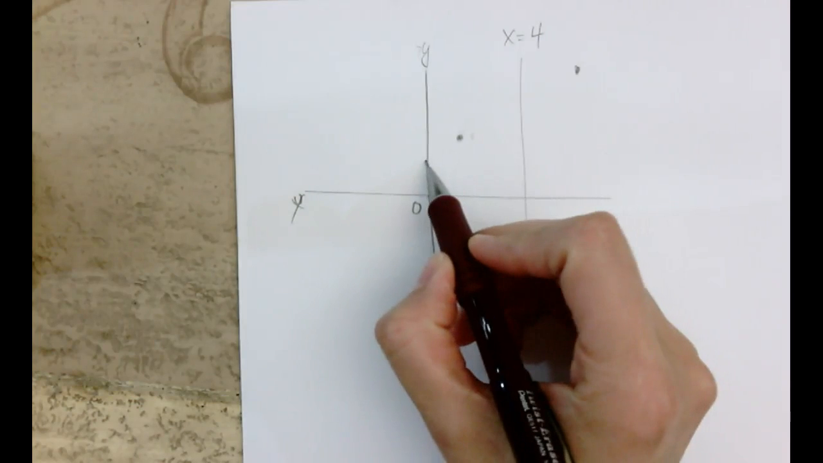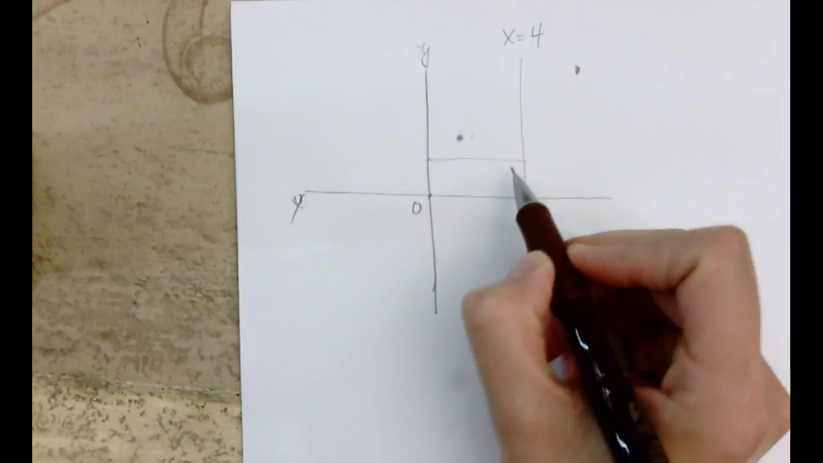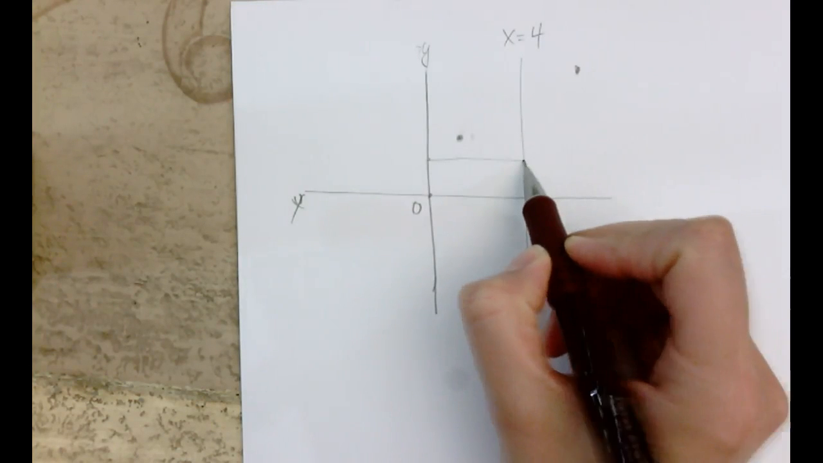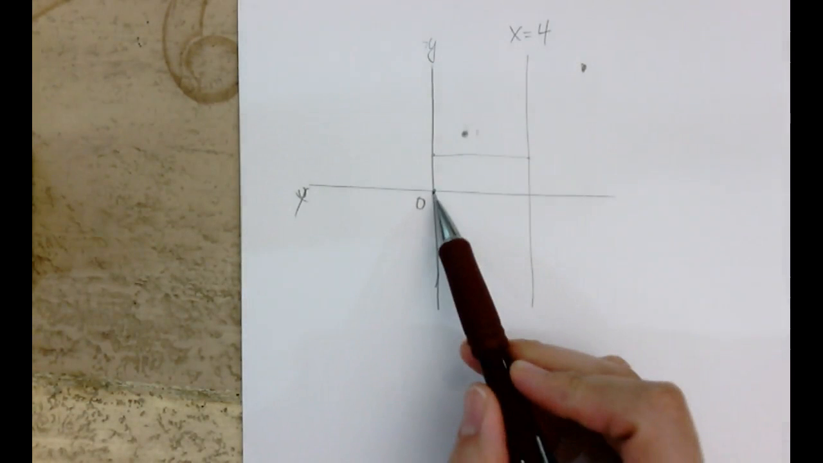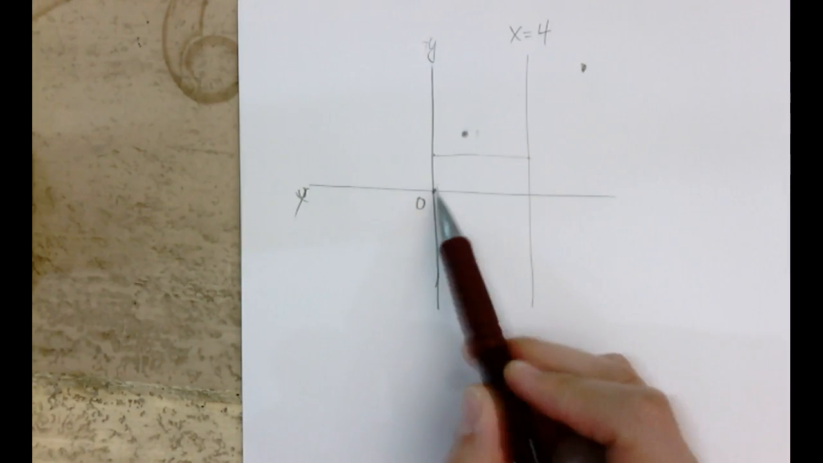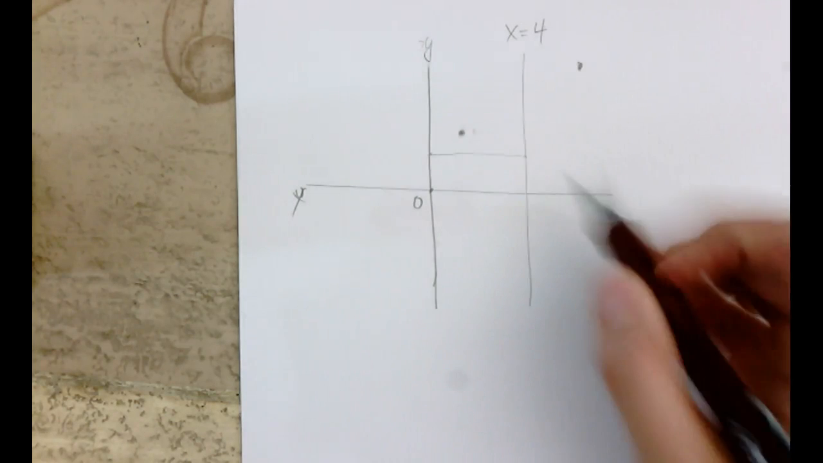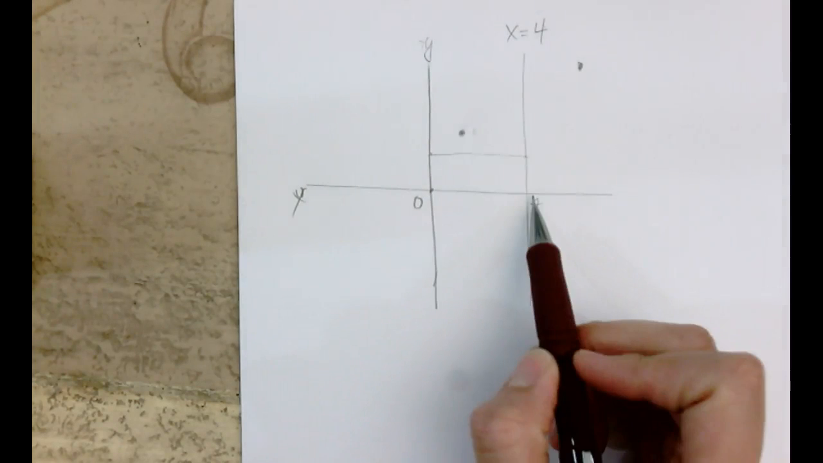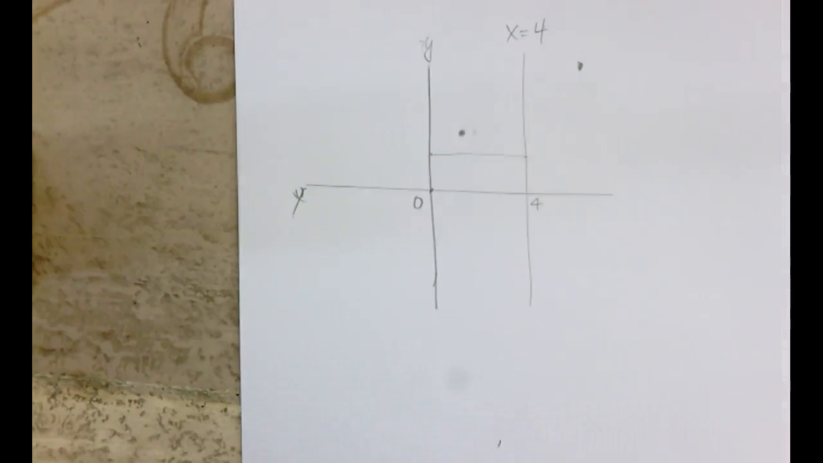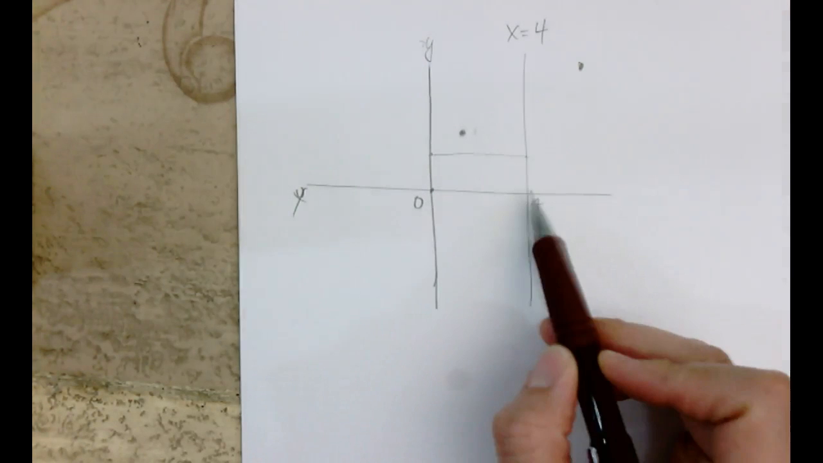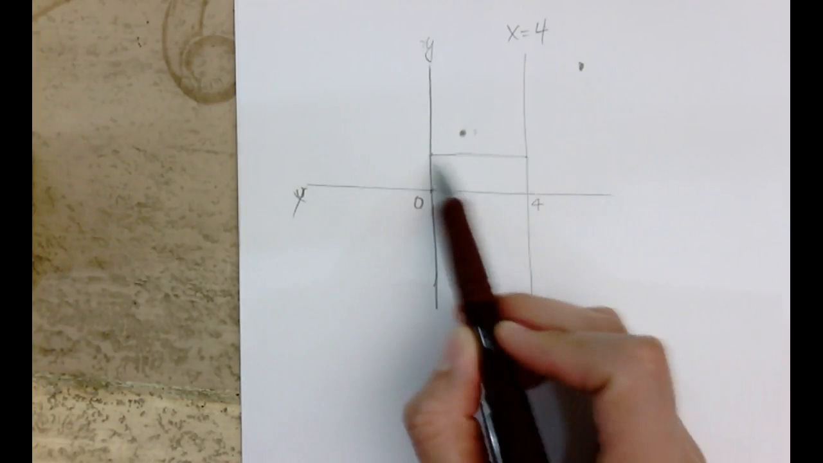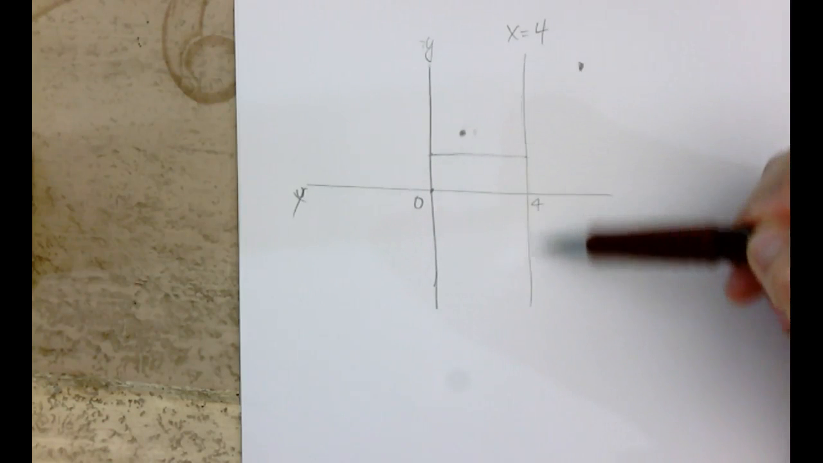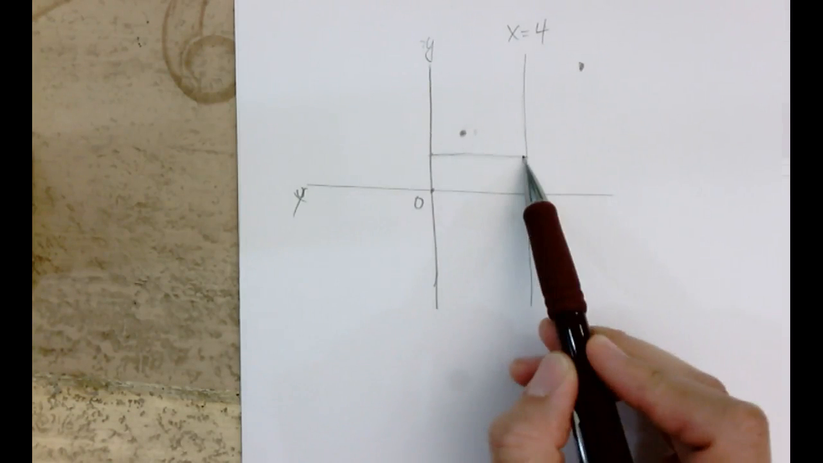So this distance right here from 0 to 4 is 4, right? Remember, the coordinate is the distance from 0. This x coordinate of 4 is the distance from 0. So when we are trying to get the coordinate, we are trying to get the distance from 0 to the point that we are looking at. So this distance should be 4, because the x coordinate of this line is 4.